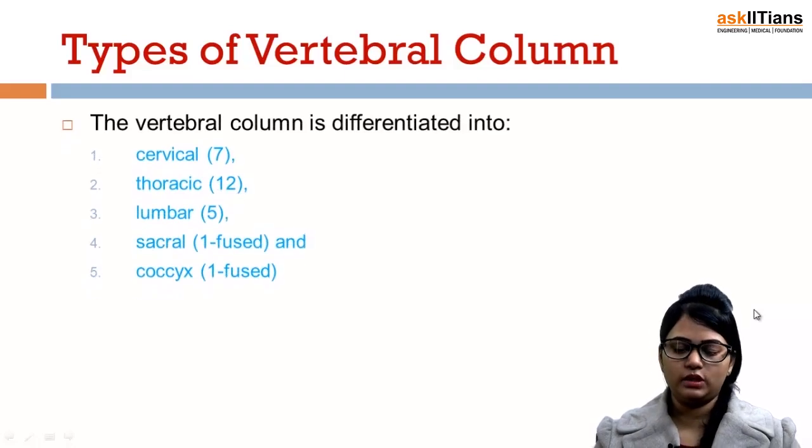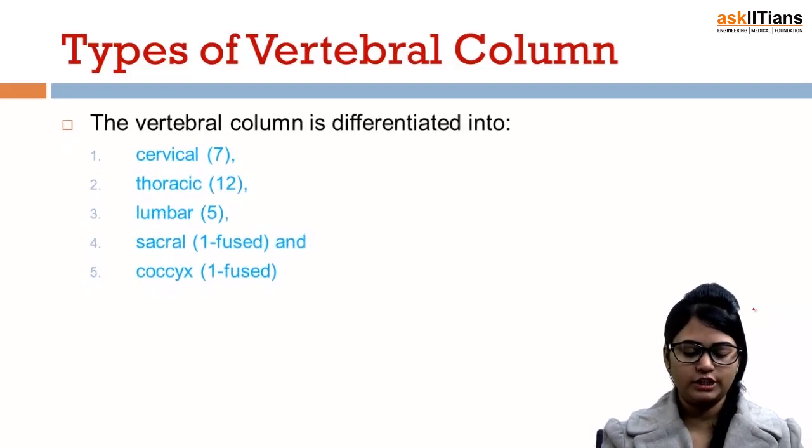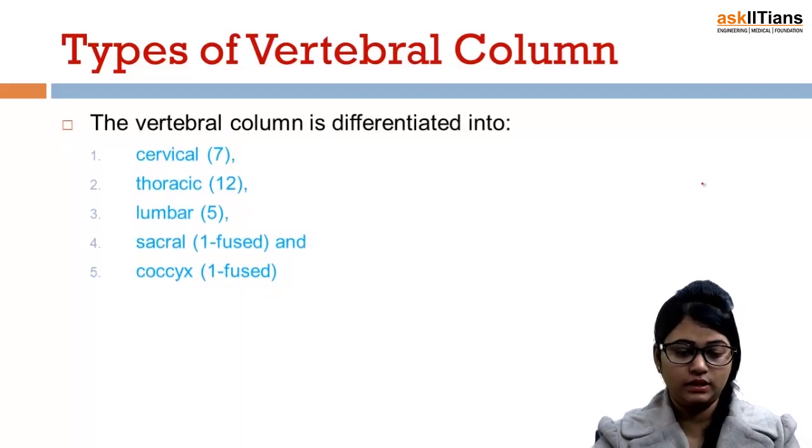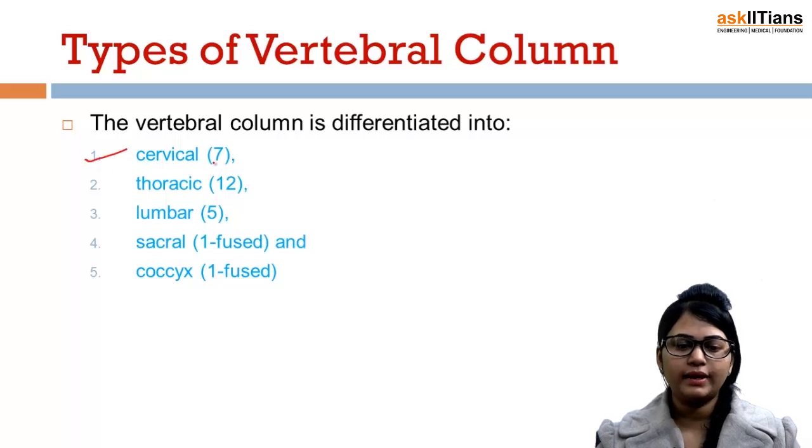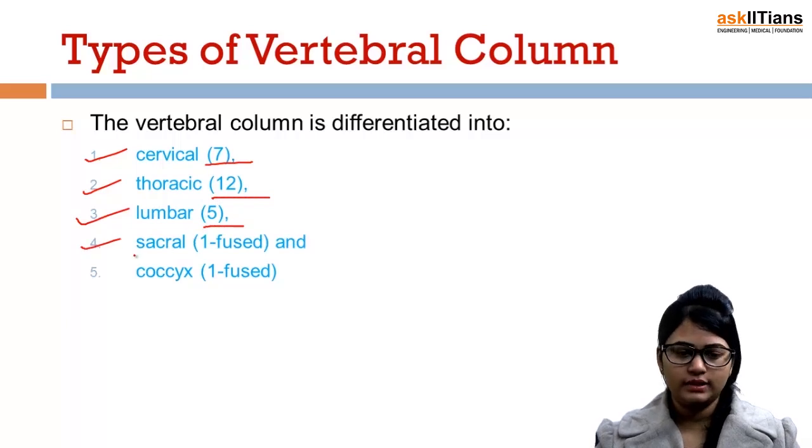Types of vertebral column: there are 5 types of vertebral column in the diagram I have shown you in the video. Cervical 7 in number, thoracic 12 in number, lumbar 5 in number, sacral, that is 1 fused, and coccyx, that is again 1 fused.